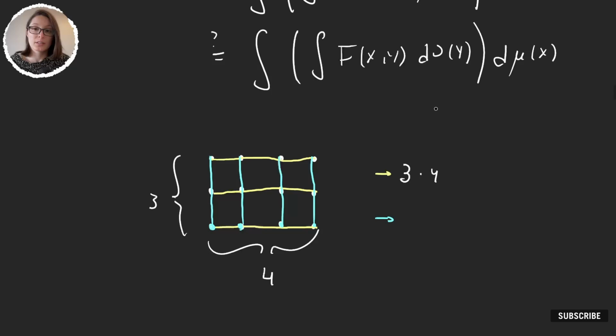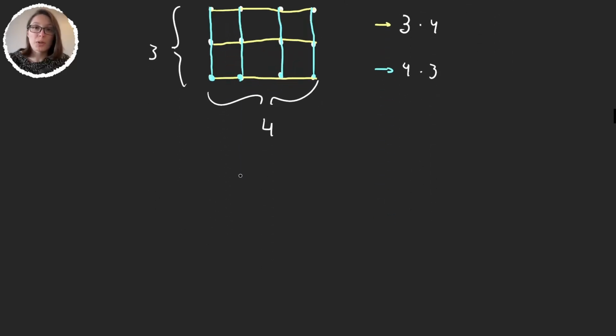So actually, I have 4 times 3 points. Now, of course, these two things are the same, but there's just two different ways of looking at the same thing, calculating how many points we have in a rectangle. Now, let's move from kindergarten and maybe go into primary school.